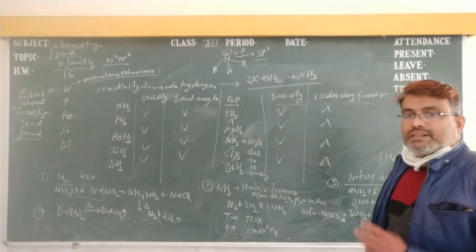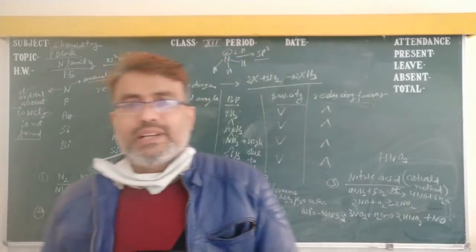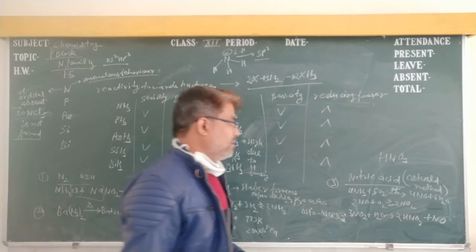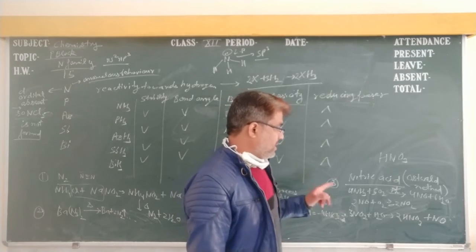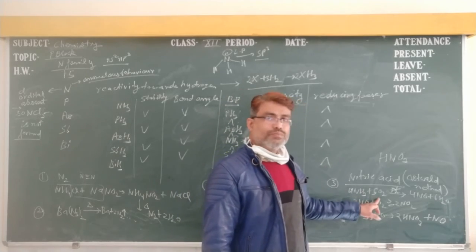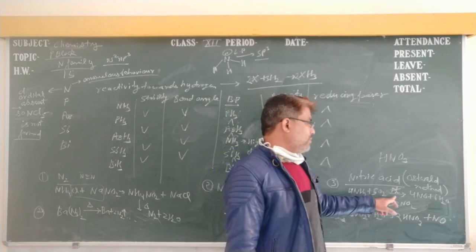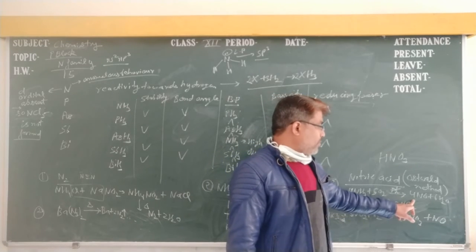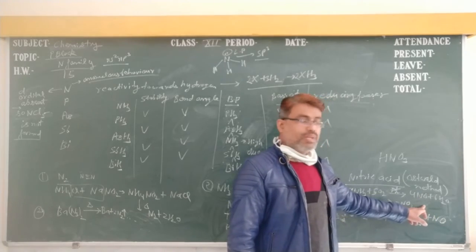Now next is nitric acid. For nitric acid, there is one industrial method, that is the Ostwald method of formation of nitric acid. In this method, we first treat ammonia with oxygen to form nitric oxide. The reaction is 4NH3 plus 5O2 in the presence of platinum catalyst gives 4NO plus 6H2O. It means nitric oxide, that is NO, is formed.